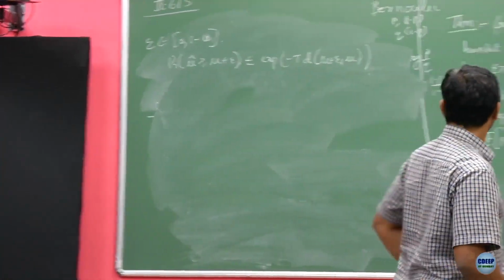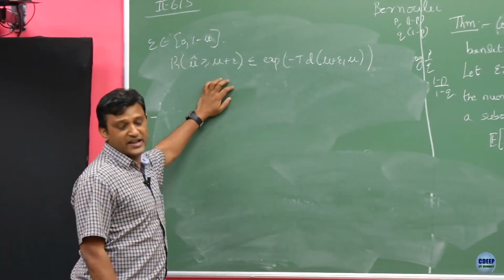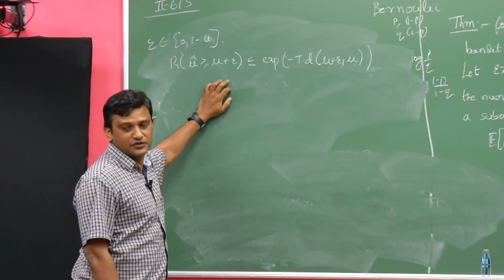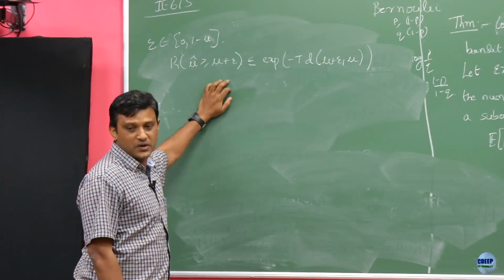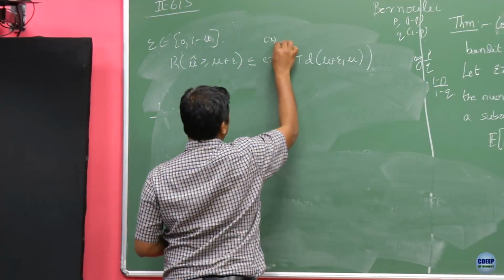Okay, first thing, is this concentration bound we have any better than what we had using Hoeffding's inequality? What was the bound we had in Hoeffding's inequality? So this bound we have exp minus t.